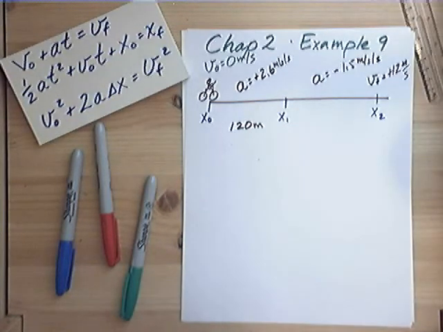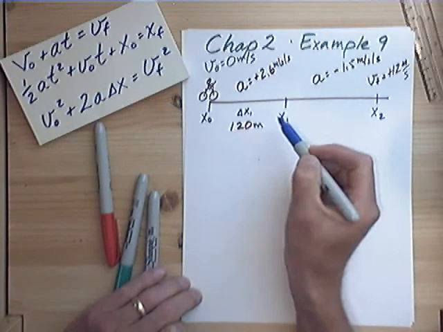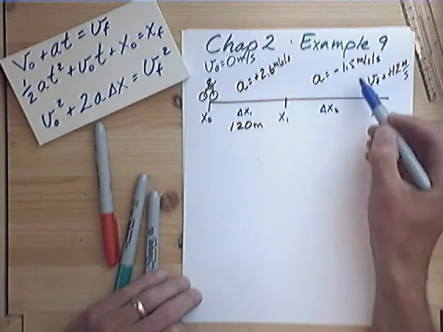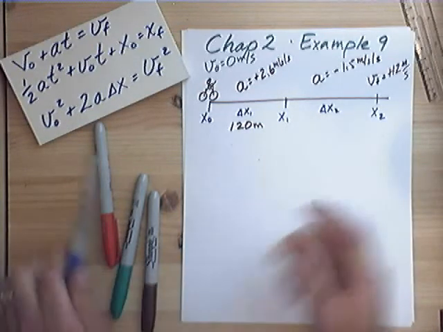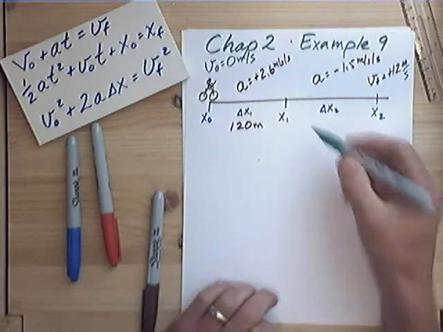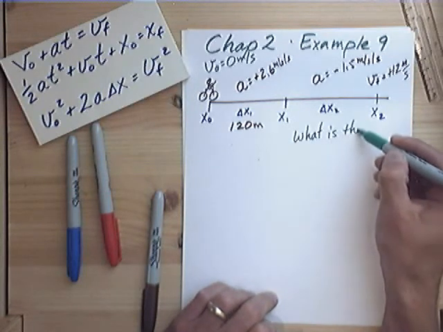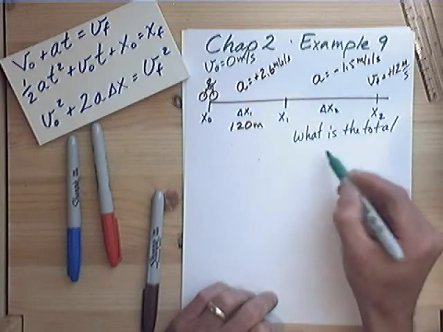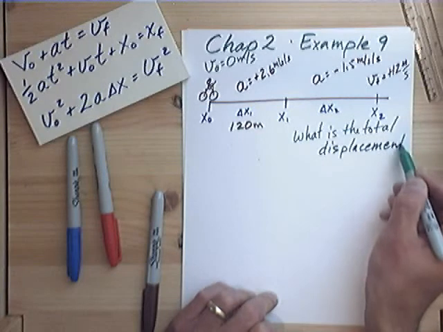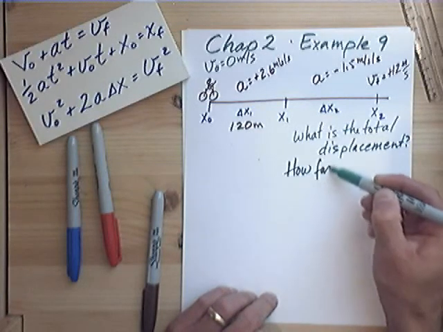So we have the first delta x. We have this initial part here, the initial delta x of 120. We have a second delta x here where it has a negative acceleration. That means it's slowing down. So now the question is, what is the total displacement? Which is asking how far did it go?